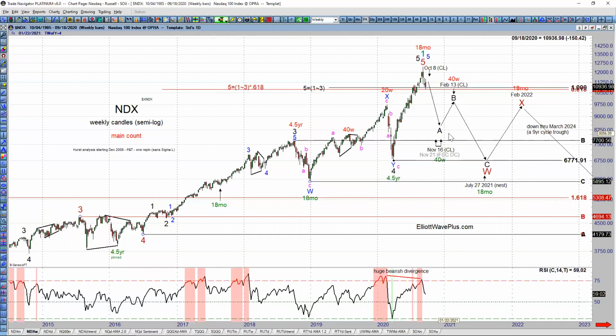Interestingly, Hurst on this expects that tech is going to stay up until October 8th. This is really interesting. And then fall down through mid-November.